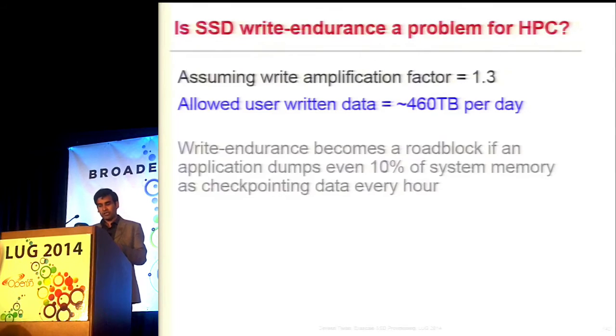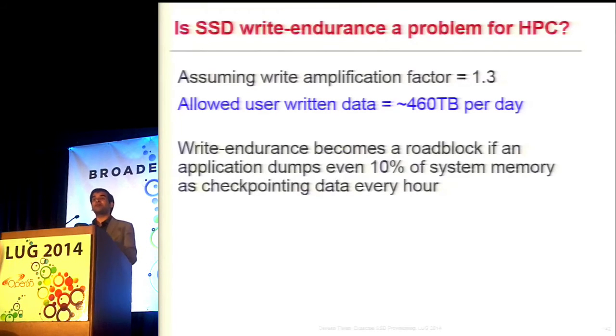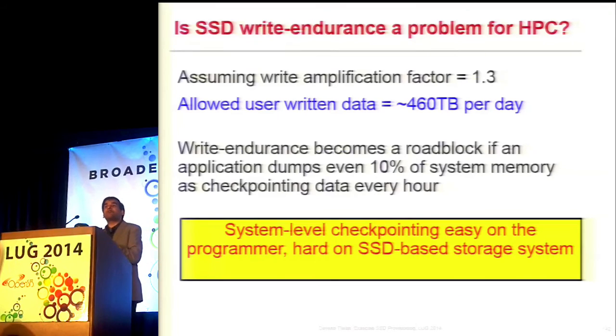That sounds like a good number, but let's look at how much checkpointing you do. If you use system-level checkpointing, not user application-level, and you look at the RFP requirements, they would say we checkpoint 50% of the memory. Even if you checkpoint just 10% of the memory, you will very soon run out. So you will run into this roadblock. The first takeaway is that system-level checkpointing is, of course, very easy for programmers, but it's really hard if you are planning to use SSD for your checkpoint storage. You really need to think about either how to reduce the checkpoint size or do user-level application checkpointing.